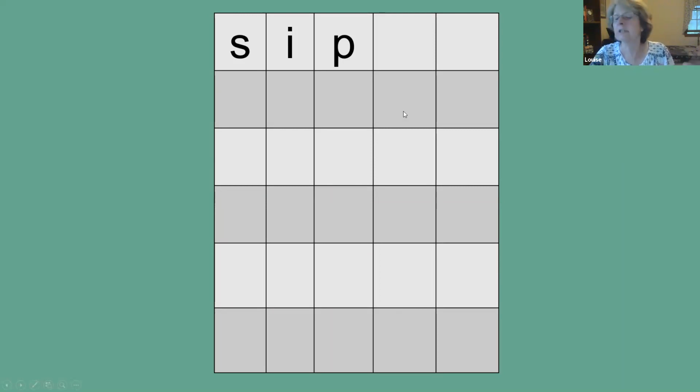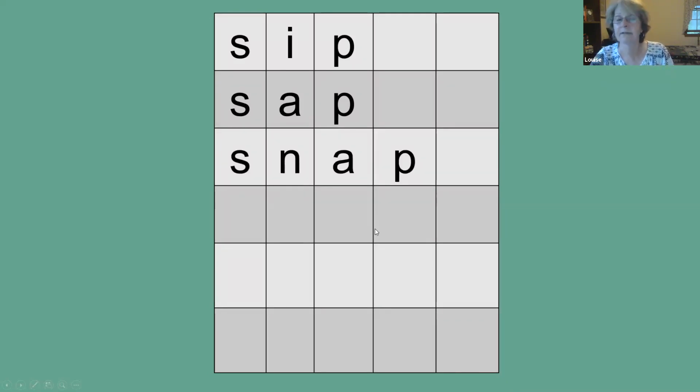Because we're doing this as a group, the teacher says something like, okay, now let's change sip to sap. Just one letter. So then the children write this word. Now I'm going to try to trick you. This is a harder word. Sap to snap, snap to slap, slap to flap.